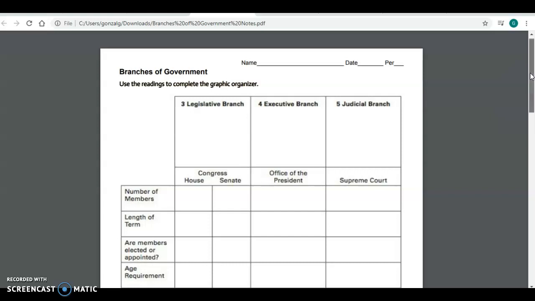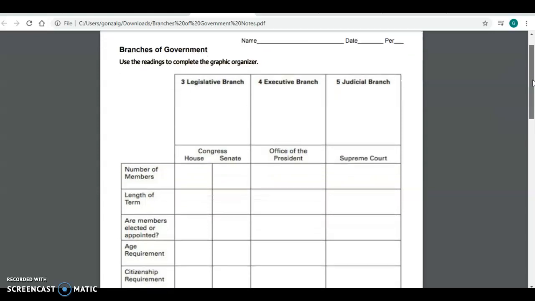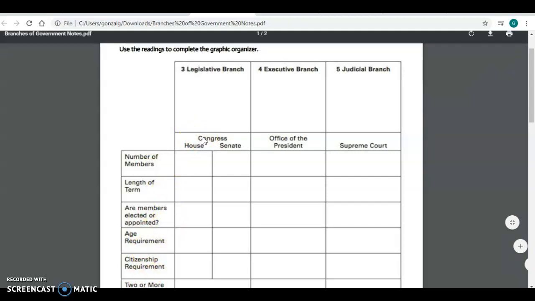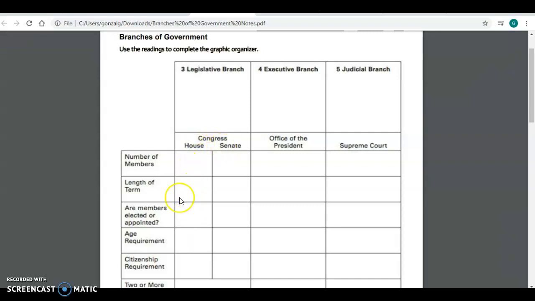But this one is an organizer that you're going to go ahead and research. And with your research, what I want you to look at is the legislative branch, the executive, and the judicial. And you're going to answer some basic questions by doing some research. You're going to look at the Congress in two different sections, the House and the Senate. And you're going to look at how many members are in it.